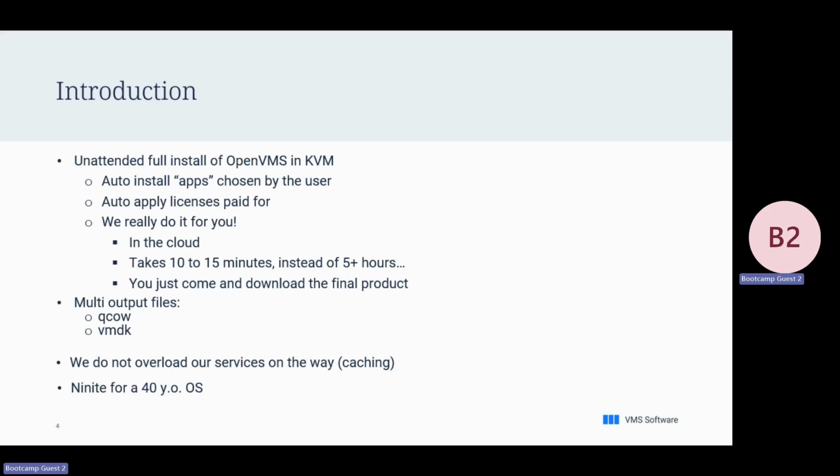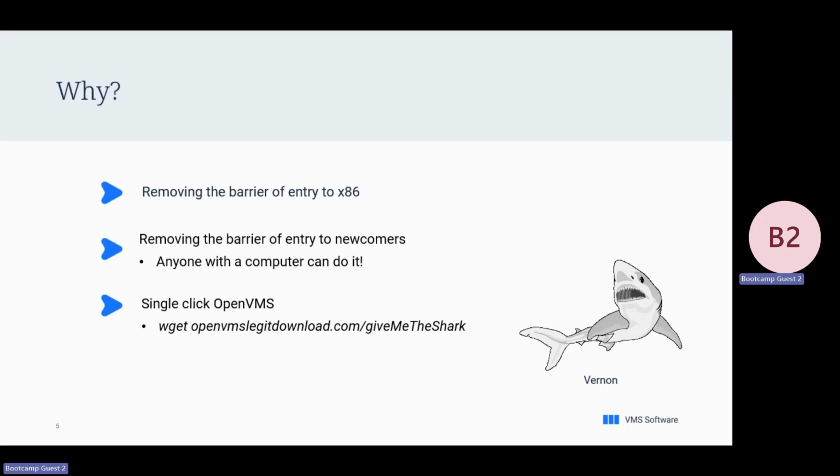So all in all, we could summarize this entire project as 9 for a 40-year-old operating system. Now, what is the motivation behind doing this? Basically, we're removing the barrier of entry to x86, as everything just happens automatically pretty much. We are removing the barrier of entry for newcomers, which you know is also quite a big debate and discussion here. A lot of people are retiring, a lot of new people are coming in who might not know that much about VMS, but you still need VMS. So this is also a great opportunity for you.